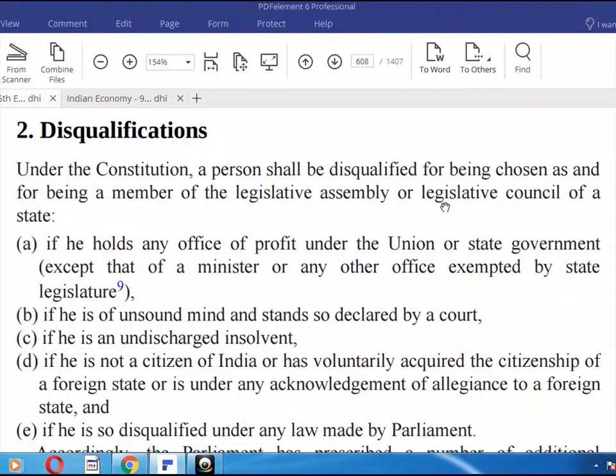Disqualifications. Under the Constitution, a person shall be disqualified for being chosen as, and for being, a member of the Legislative Assembly or Legislative Council of a state if he holds any office of profit under the union or state government.